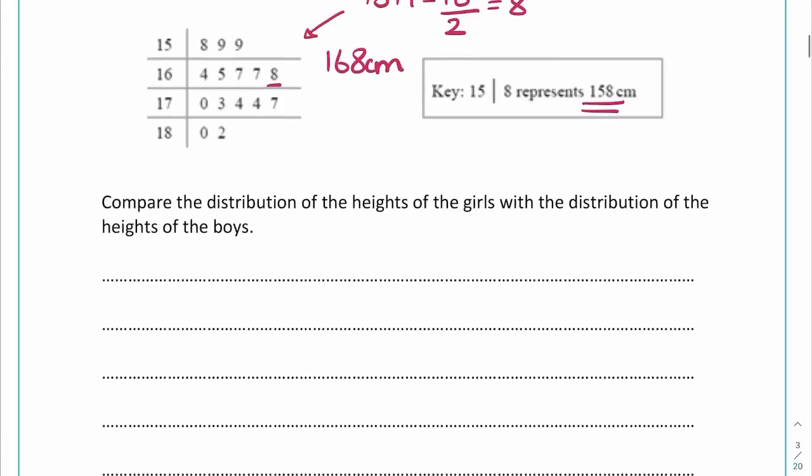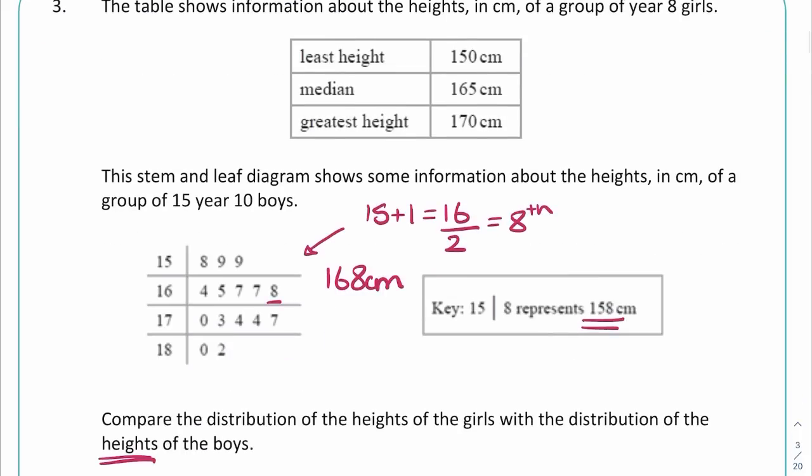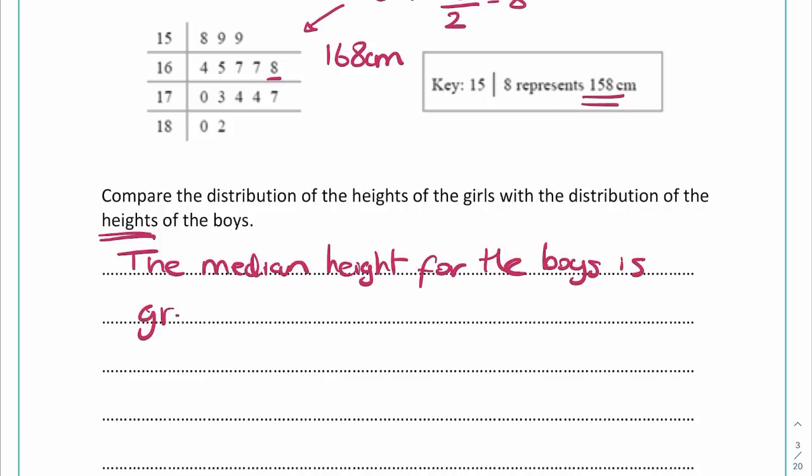So I just want to write this down. I do want to mention the context of the question. It is about the heights. It says to talk about the heights. So I would say the median height for the boys is higher than the median height for the girls. There we go. And mentioning that word height, the median height for the boys is greater than the girls.